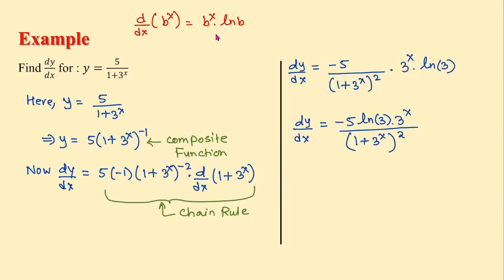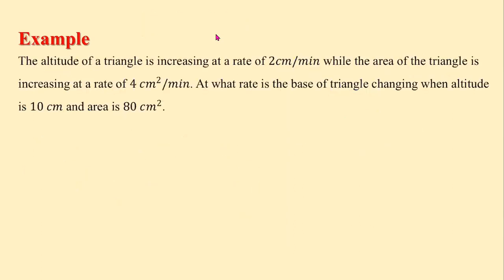Now we are going to look at two applications of a derivative. The first one involves the rate of change. Okay, here is our question. The altitude of a triangle is increasing at the rate of 2 centimeters per minute, while the area of the triangle is increasing at a rate of 4 centimeters squared per minute. At what rate is the base of the triangle changing when the altitude is 10 centimeters and the area is 80 centimeters squared? Okay, here we are talking about a triangle.